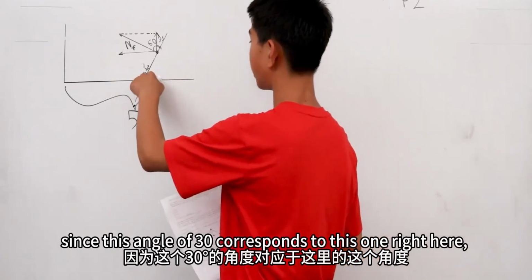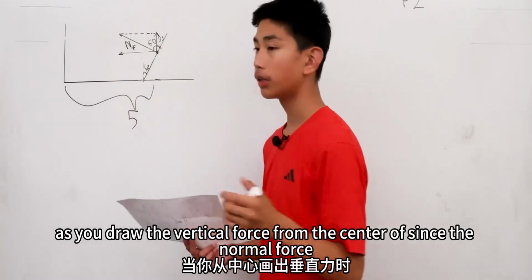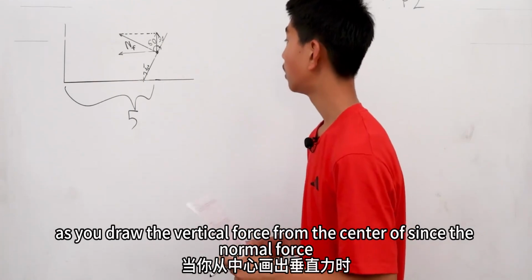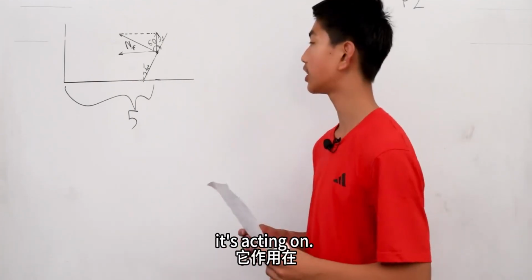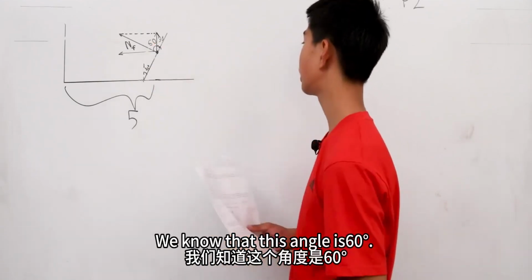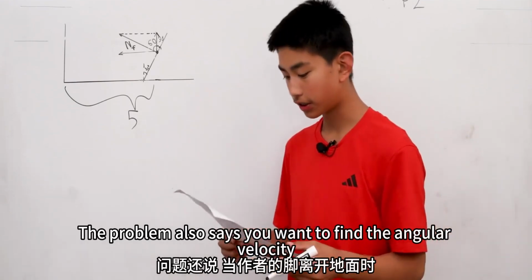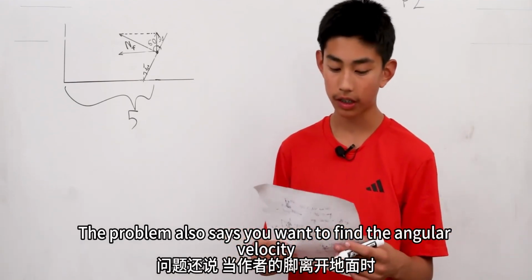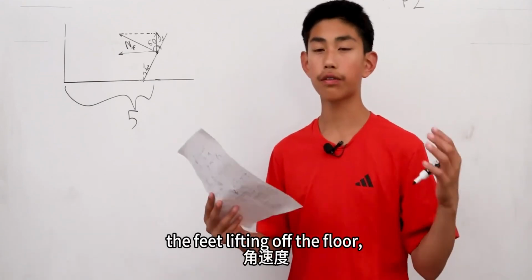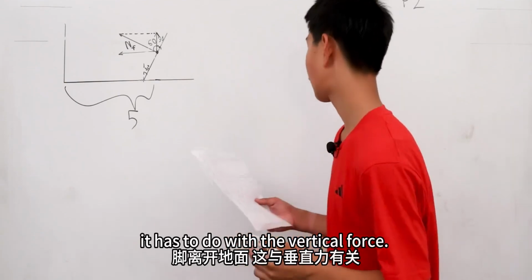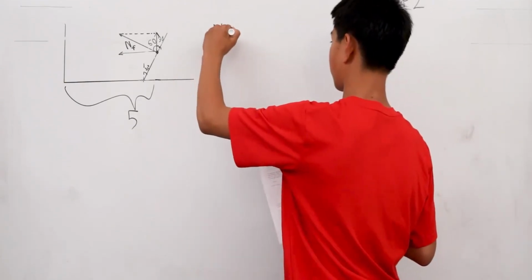Since this angle of 30 corresponds to this one right here, as you draw the vertical force from the center of mass, since the normal force always has to be perpendicular to the surface it's acting on, we know that this angle is 60 degrees. And the problem also says you want to find the angular velocity when the rider's feet lift off the floor. The feet lifting off the floor has to do with the vertical force. So we can set an equation for that.